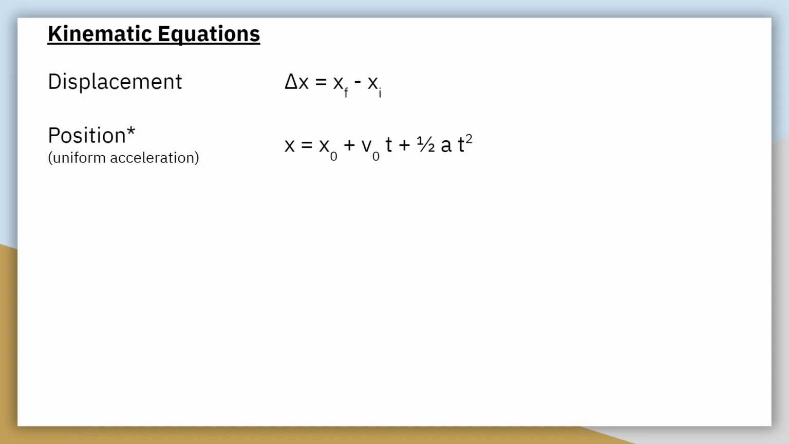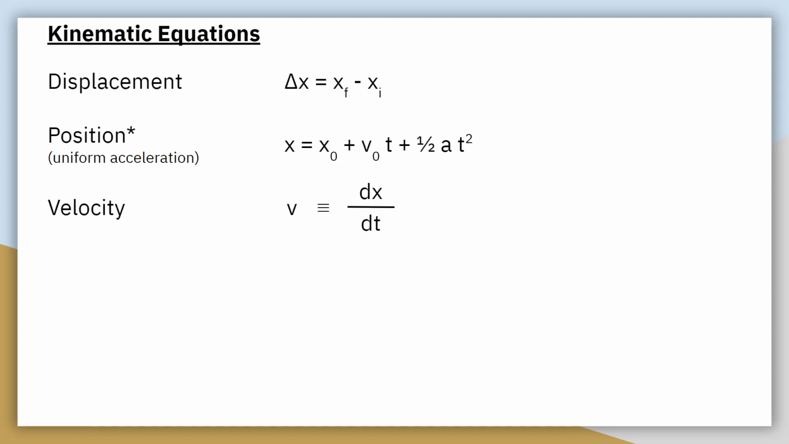So our final position is equal to our initial position plus our initial velocity times time plus 1/2 times that uniform acceleration times the time squared. This is an equation for position as a function of time. This is the equation that we ended up figuring out at the end of our ramp lab.